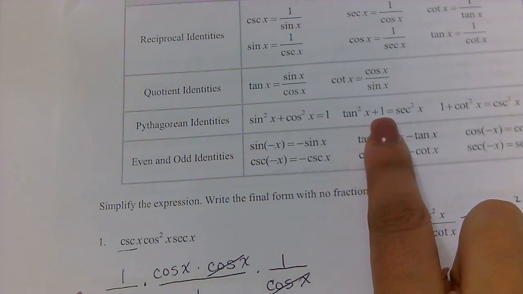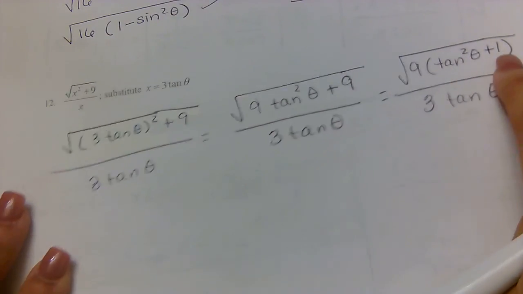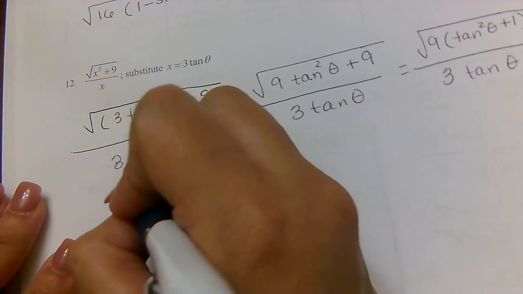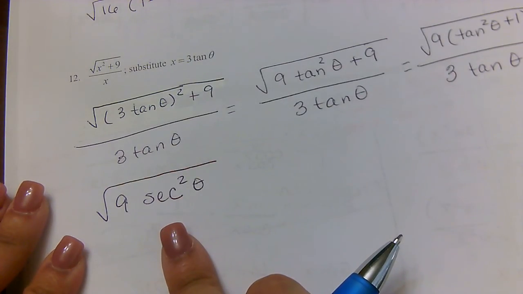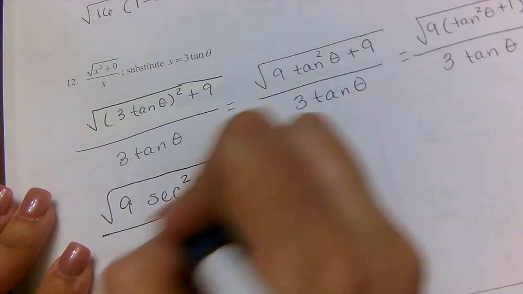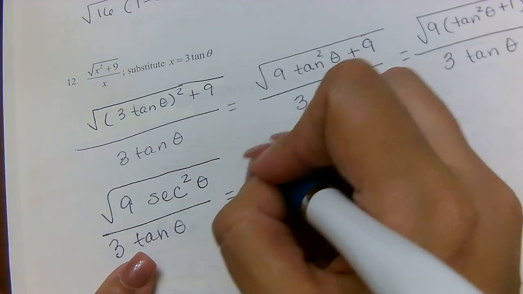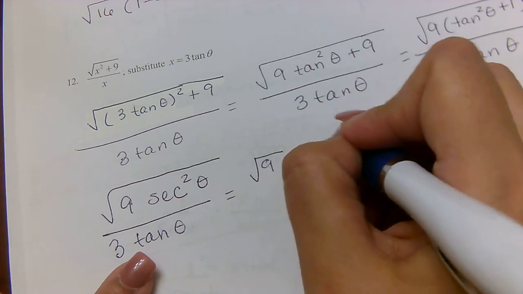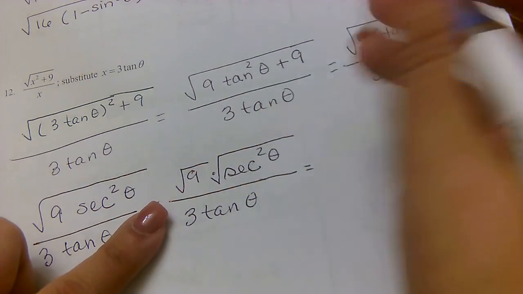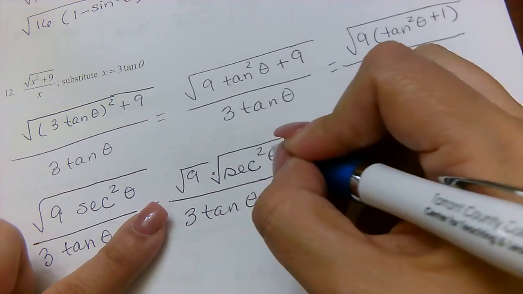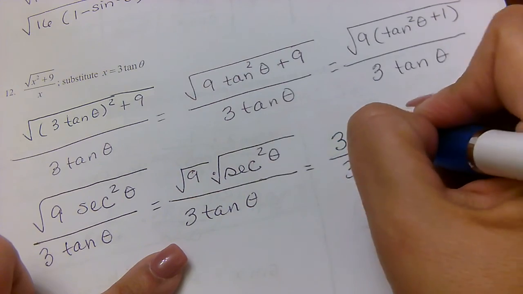Then tangent squared theta plus 1, go back to your trig identities. Tangent squared theta plus 1 is equal to secant squared. So everything in the parentheses is equal to secant squared. I'm going to put secant squared theta, still in a square root, and then you have 3 tangent theta. Let's break this part up. Square root of 9 times secant squared theta divided by 3 tangent theta. This is going to be 3 secant, because the square cancels with the square root, over 3 tangent theta.